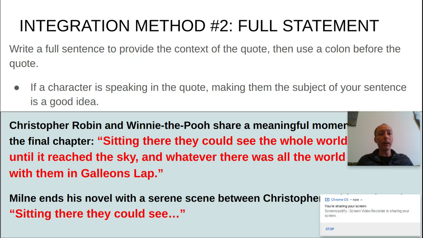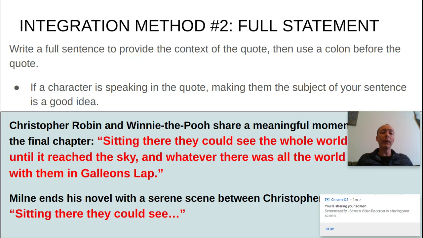The idea behind a full statement integration is just to write a full sentence to provide the context of the quote. And then instead of putting a period, use a colon between the integration and the quotation. A colon in English class is kind of like an equals sign. So the thing that happens before the colon, there's something on the other side of that it equates to. So in a way, you can almost summarize the quote or put it in your own words before the quotation, and then the quotation itself can speak for itself.